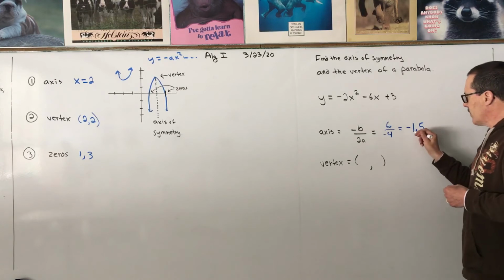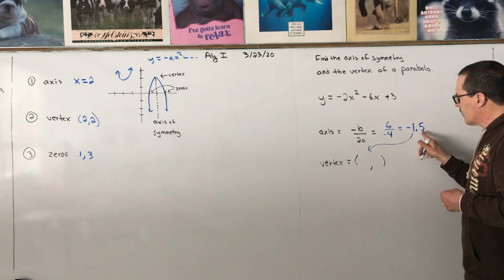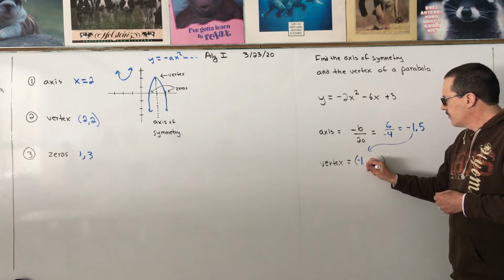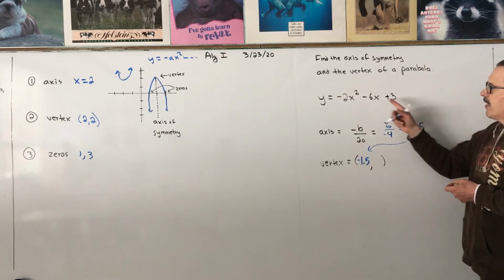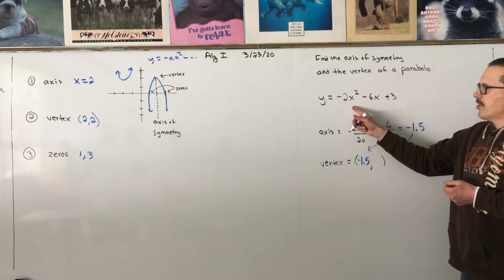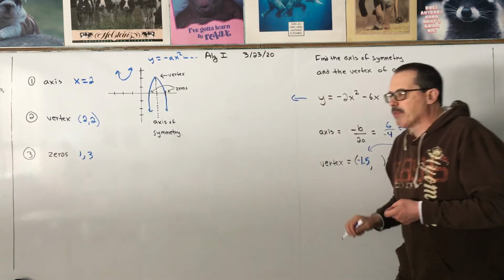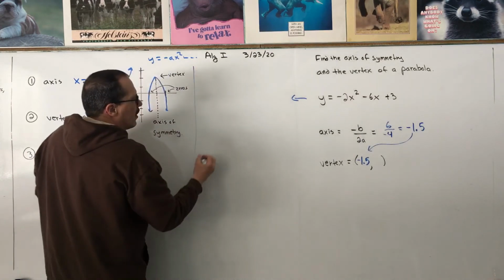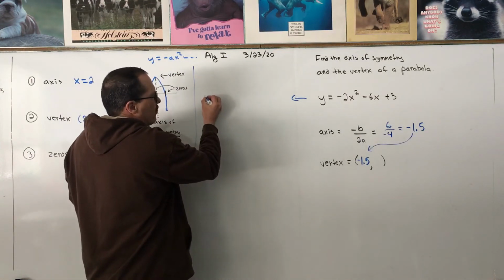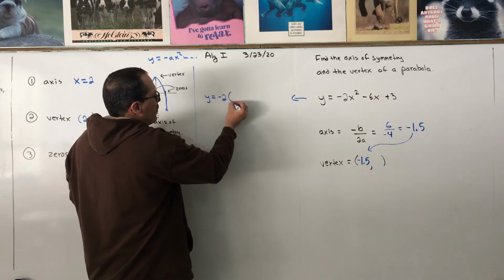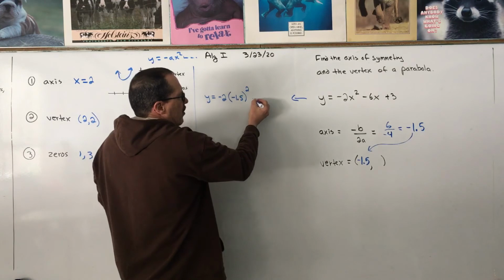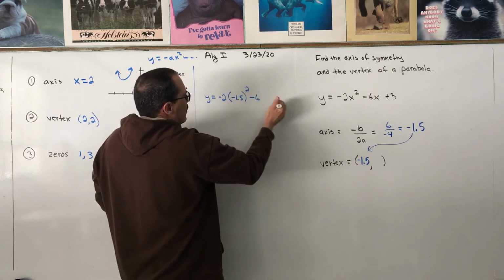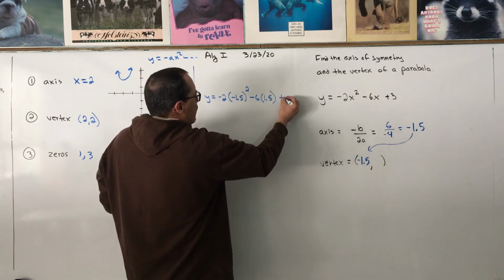And when you go to find your vertex, the first thing you do is you take this answer for the axis and you put it here. The second thing you do is take your negative 1.5, and we're going to plug it into this equation. And I'm going to do it over here because there's a little bit more room. Okay. So what I would do is I would plug it in there. y equals negative 2 times negative 1.5 squared minus 6 times 1.5, and then plus 3.